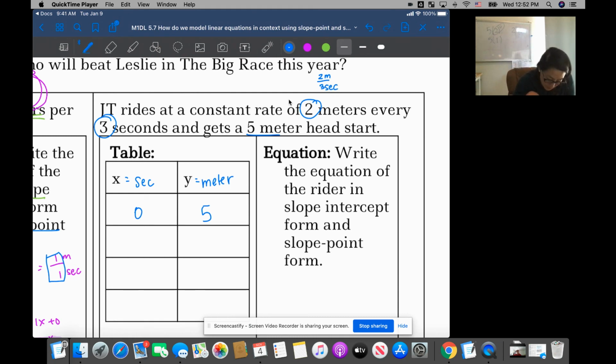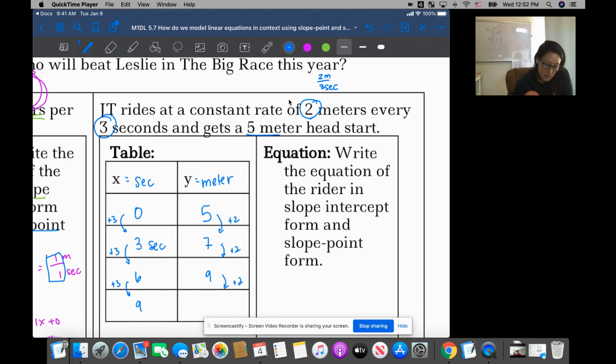So after 3 seconds, where is he going to be? Well, he's going to gain 2 meters from where he was. So 5 plus 2 is 7, okay? 7 plus, we're going to gain another 3 seconds, which is 6. He's going to gain 2 more meters, which is 9. If he gains 3 more seconds, it's at 9 seconds.